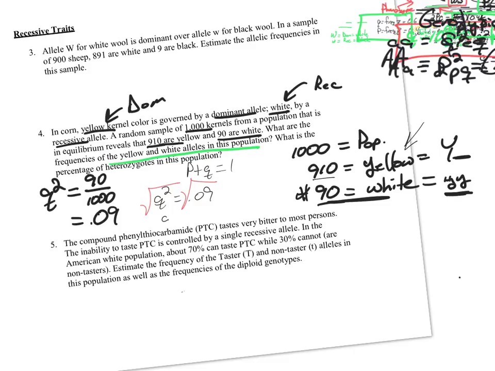When we do that, q equals what? What's the square root of 0.09? Someone do the math on a calculator. 0.9? Give me a calculator. It's 0.3, that is correct. So 0.3 is your answer.